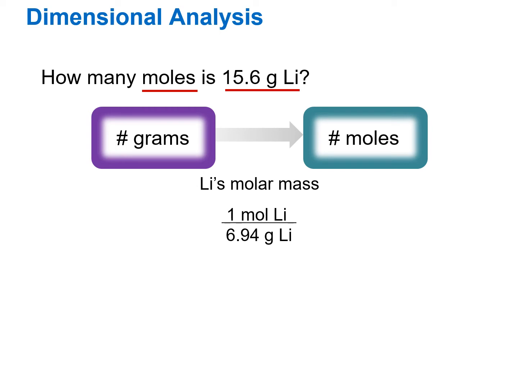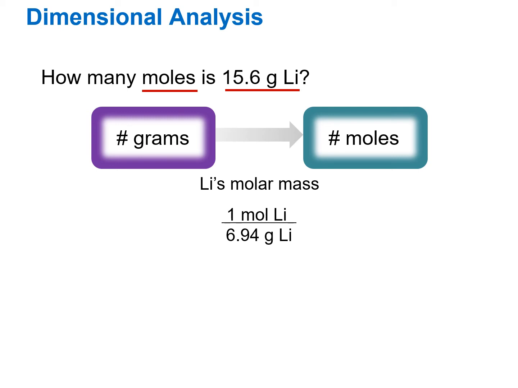The 6.94 comes straight out of the periodic table, but instead of putting it in the top, I've turned it upside down, and you can do that with conversion factors because no matter how you write it, it means the same thing. When we say it this way, the way it's written here, we're saying that for every mole of lithium, you have 6.94 grams of lithium.